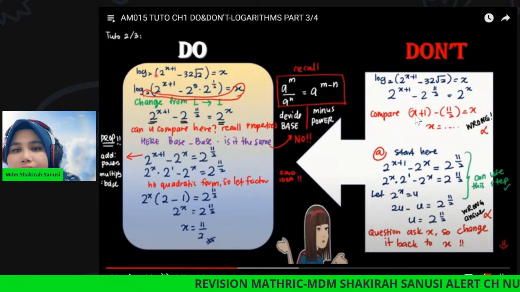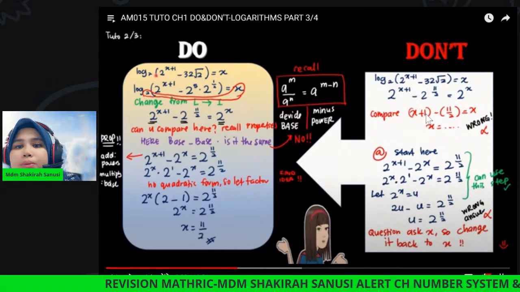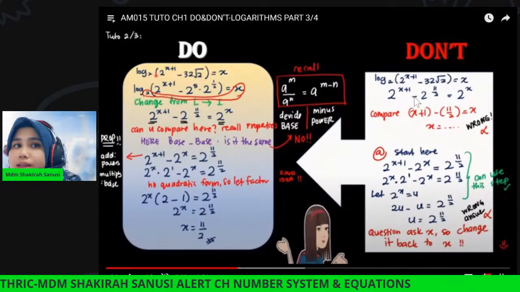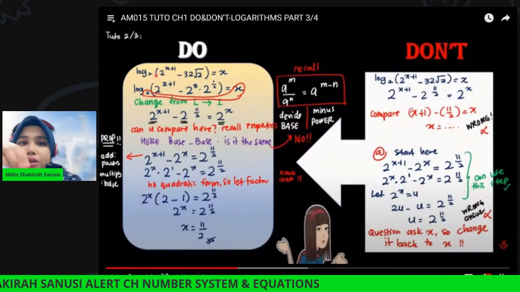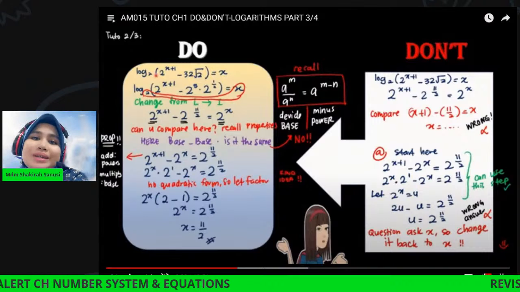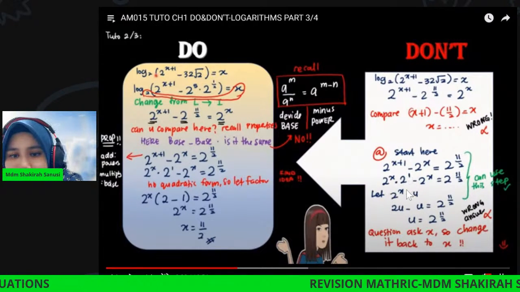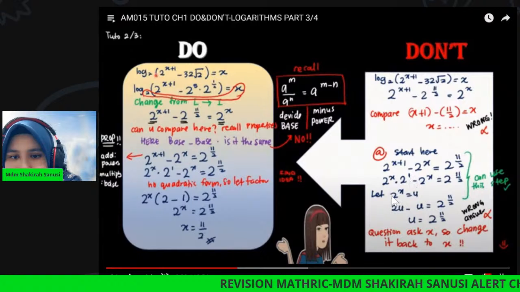Tengok yang atas ni, dia terus compare. Tak boleh compare lah, sebab antara base tu ada operasi tolak. Tambah pun tak boleh. Dia mesti seketul base dengan seketul base baru you boleh compare dengan power. Okay. So, kita tengok apa yang kita buat kat bawah ni.